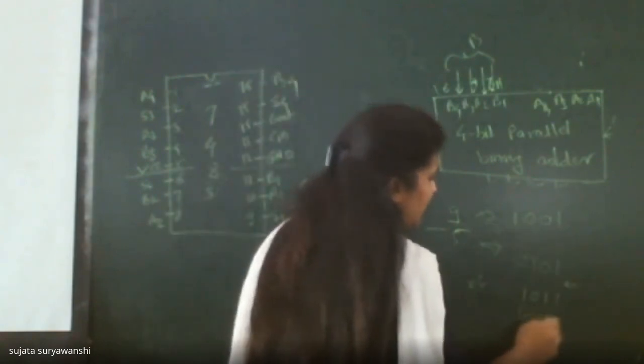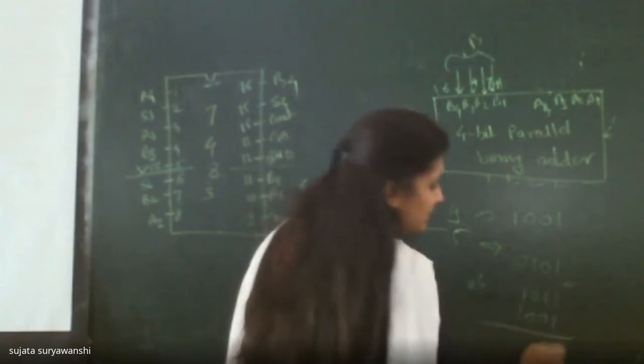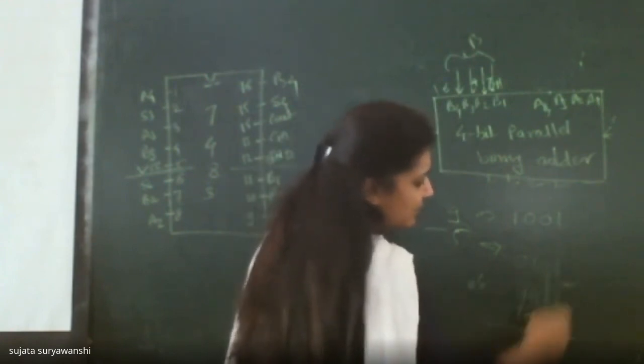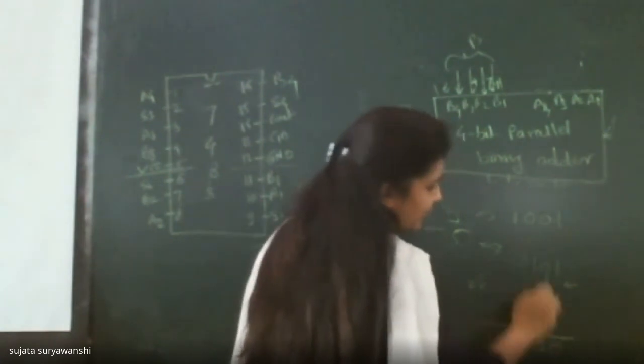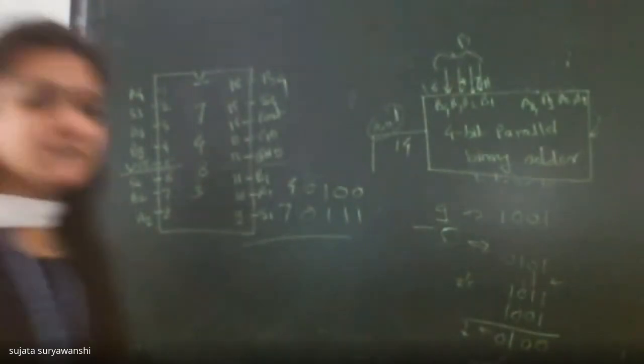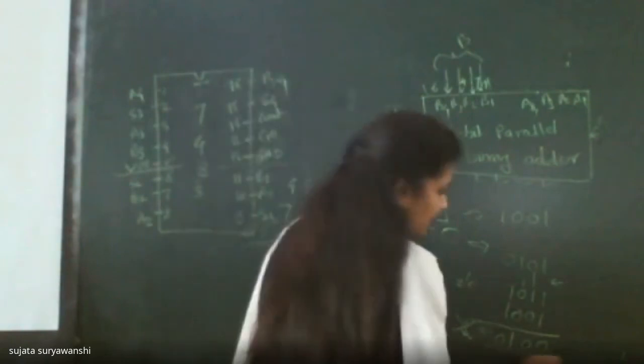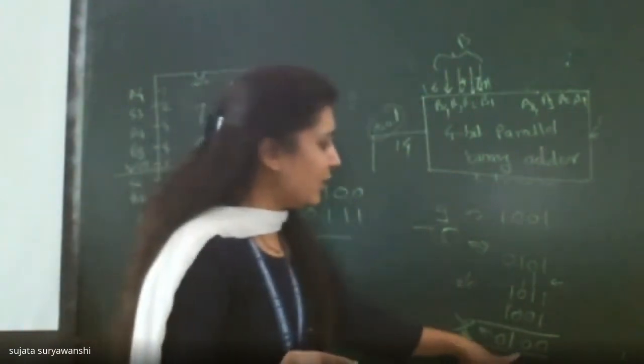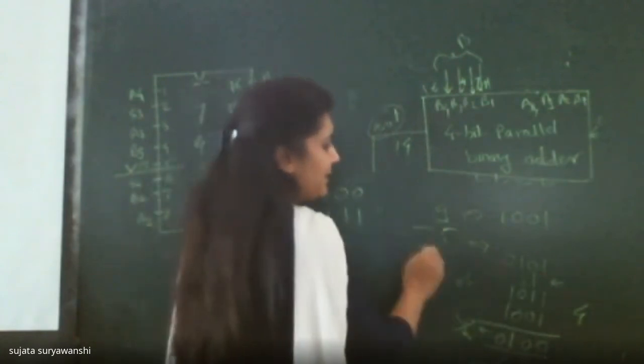So 9 is 1 0 0 1. 1 plus 1 is 0 carry 1. 1 plus 1 is 0, 0 carry 1. Then 1 plus 1 is 0 carry 1. If we are getting carry 1, then your result is positive. Just ignore that carry and your number is positive, that is 0 1 0 0, it is equal to 4. So once you perform this subtraction, you will get the exact answer.